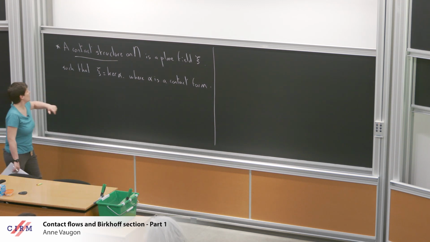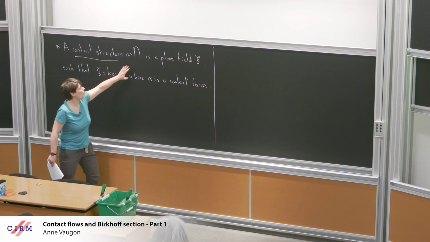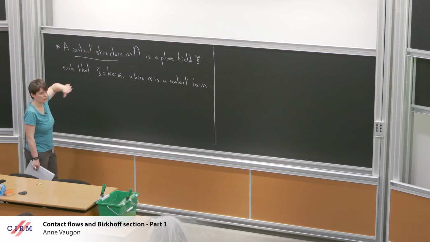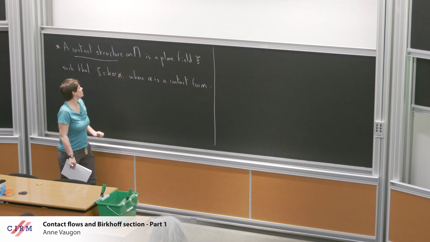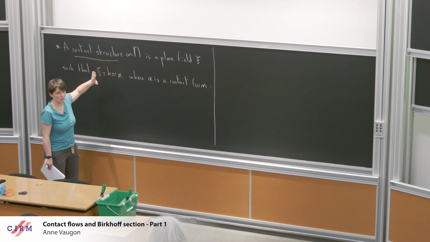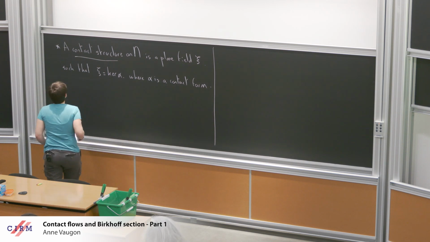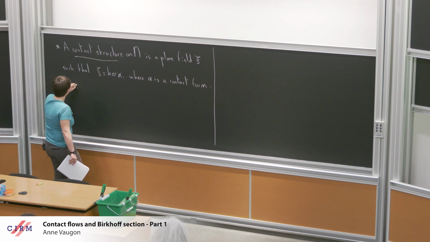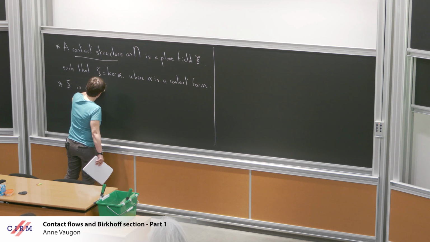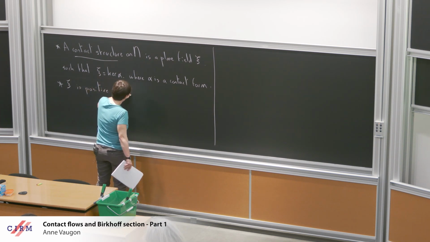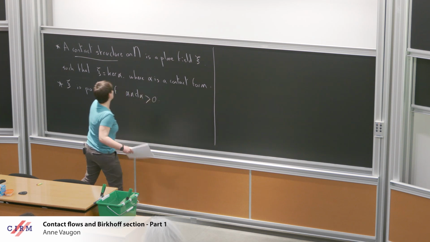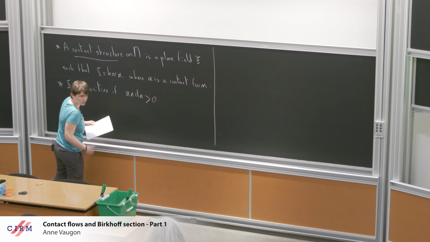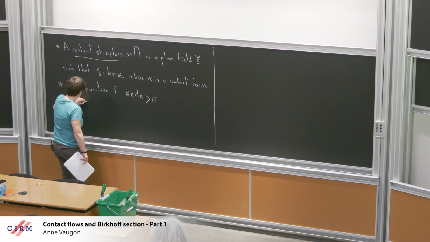So technically, here I'm asking that the contact form is defined on the whole manifold, so this gives me a co-oriented contact form. There also exists more general contact structures that are defined on M, and we impose this condition only locally, but I will not talk about this one. And so xi is said to be positive if alpha wedge d alpha, which is a volume form, is positive, so defines the orientation of my manifold, and negative otherwise.